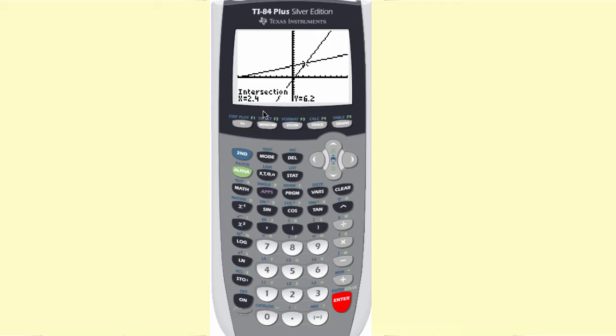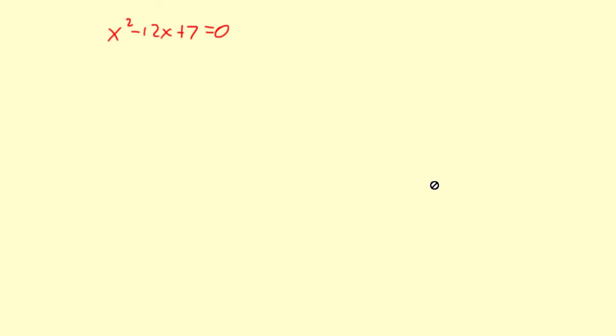Now that may be the exact answer, or it may be a really close, approximate, rounded answer. But for most situations, that will work. So again, the x value of the intersection point is the solution to the equation. Okay, so here's a quadratic equation. That can be solved by graphing also.